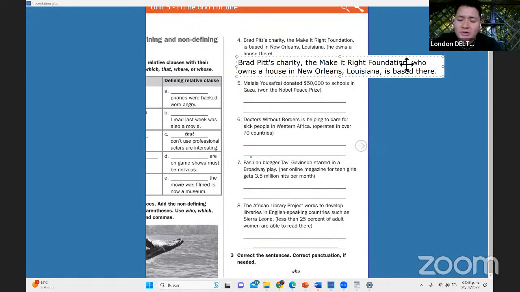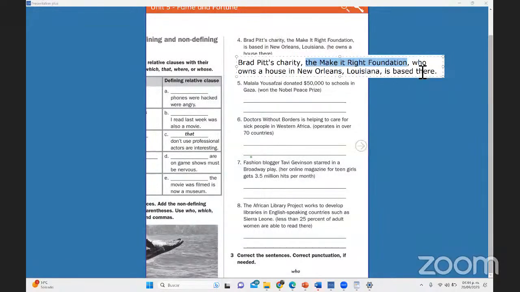Aquí es solo que ya la oración, al hacerlo en un relative clause, como que no queda. Habría que modificarlo. So it says Brad Pitt's charity, the Make It Right Foundation. Este es el programa de caridad de Brad Pitt, y este es el nombre, Make It Right Foundation. Pero queremos decir que Brad Pitt tiene una casa.